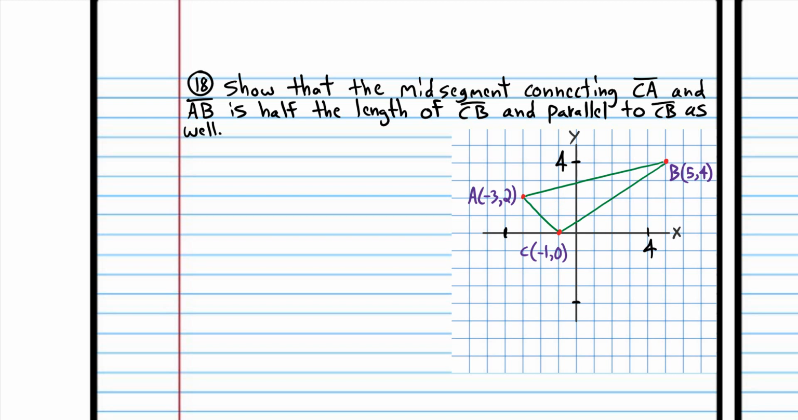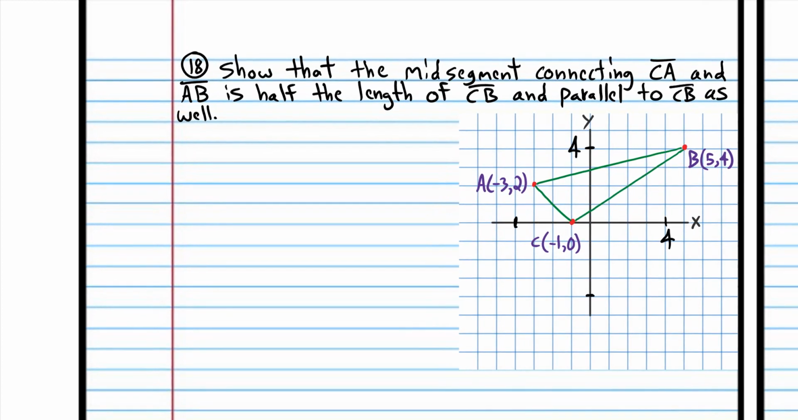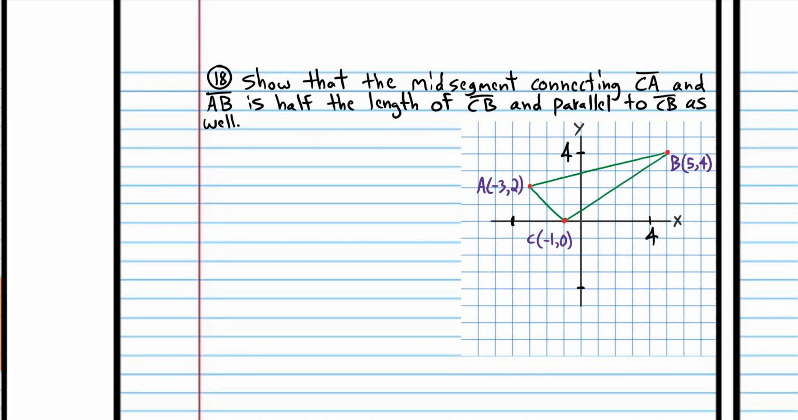Again, there's 3 midsegments for every triangle, but we want the one connecting AC and AB. So that's something like this. We want to show that that length is half the length of the non-included side and parallel to the non-included side. But we can't do anything with this midsegment because we don't have any points that we can use to analyze it. But all we have to do is just find the midpoint here and the midpoint here, and we can use those points to find the length of the midsegment, and to find the slope of the midsegment, so we can compare it to the slope of the non-included side and show that they're parallel.